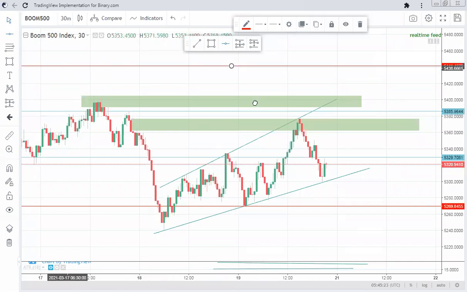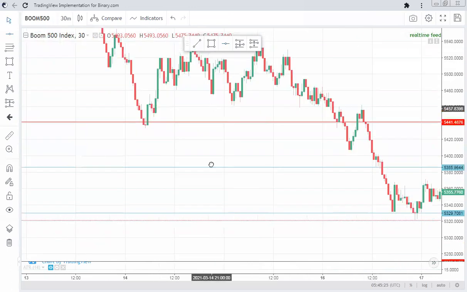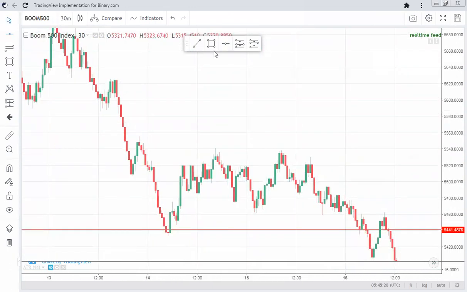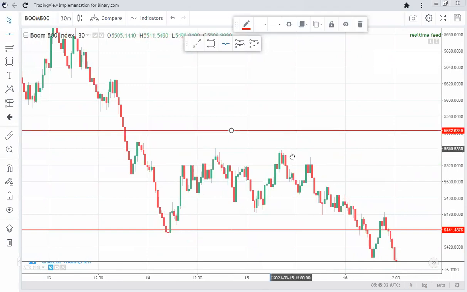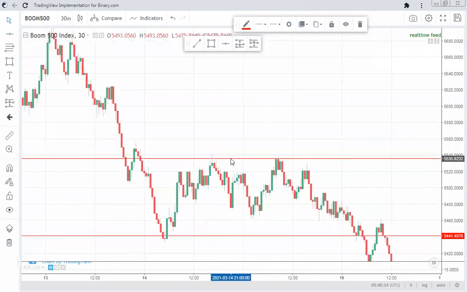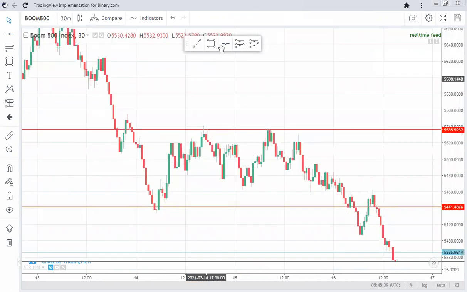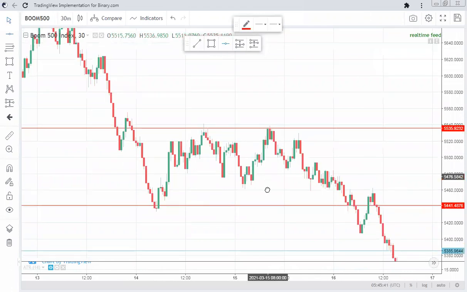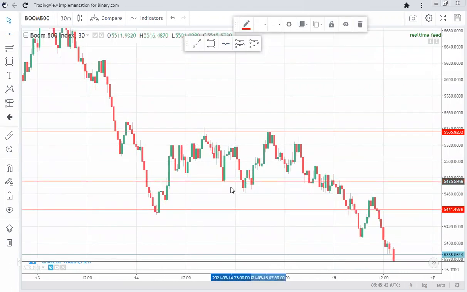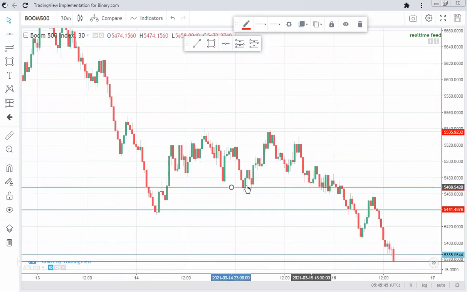Let me get a clearer screen. So they spot out their supports and their resistance like this. They tell you, okay, it has touched here once, touched here twice. Then they want to bring out another trend line. So it has touched here once, twice, three times.